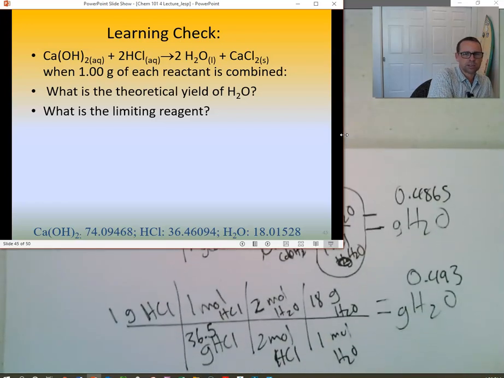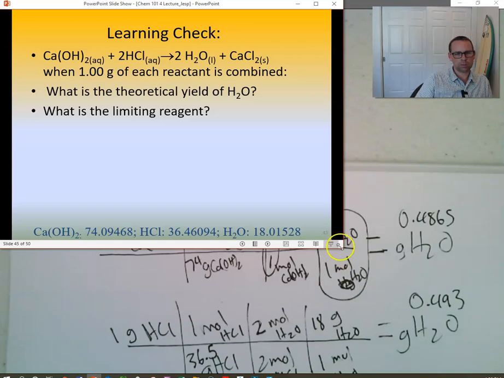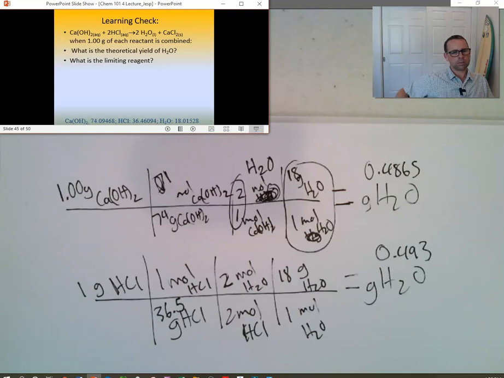Okay, so what does that tell us? What have I learned? That you can figure out which one is the limiting number now. Very good. I can tell which chemical is the limiting reagent. That's right. Which chemical is the limiting reagent?